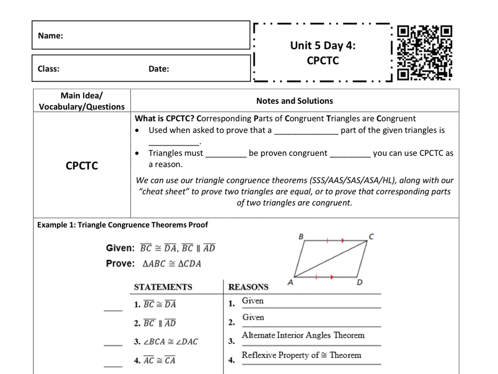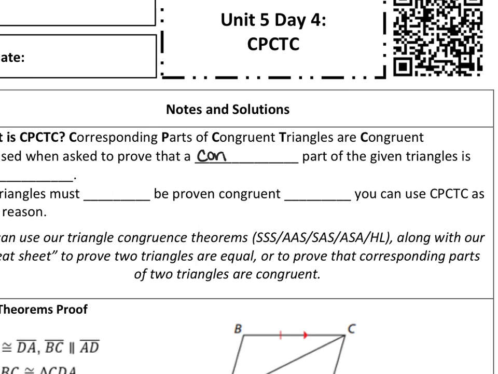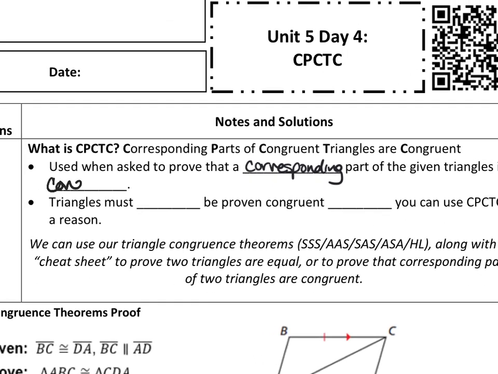So let's review. What is CPCTC? We use it when we're asked to prove that a corresponding part, I need to zoom in because my handwriting is too big, corresponding part of the given triangle is congruent. So if we are trying to prove a part, we are going to use CPCTC as the reason, all 5 letters. So if we're talking about a specific part, our last proof word is CPCTC.